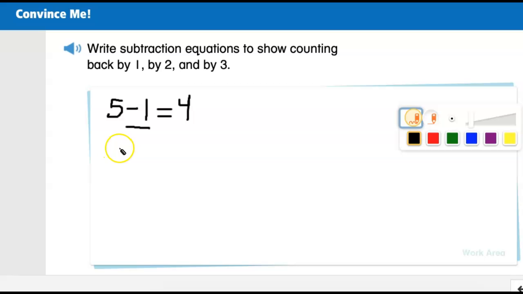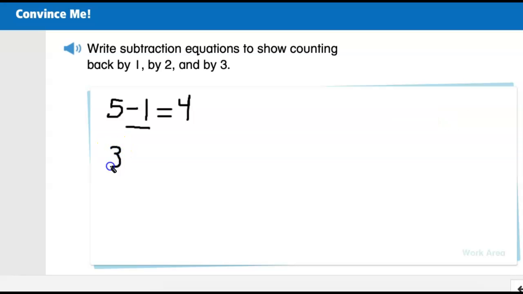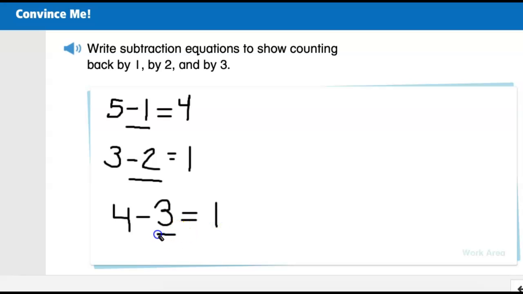An example of going back by 2 could be 3 minus 2 equals 1, because again, I am going back by 2. I am jumping 2 back. And if I said 4 minus 3 equals 1, that is also showing an equation going back by 3.